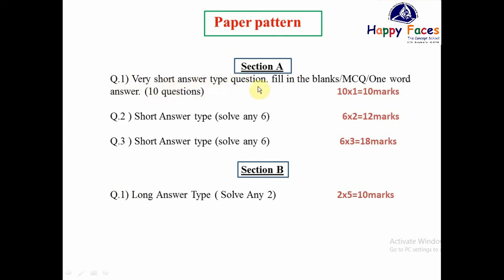The second is a short answer type question, each question is for 2 marks and you need to solve 6 questions. The total question is for 12 marks. The third is again a short answer type question, you need to solve 6 questions, and each question is for 3 marks. The total third question is for 18 marks. Then in section B there is only 1 question, which is a long answer type question. Each question is for 5 marks and you need to solve 2 questions. That is, the total question 1 of section B is for 10 marks.